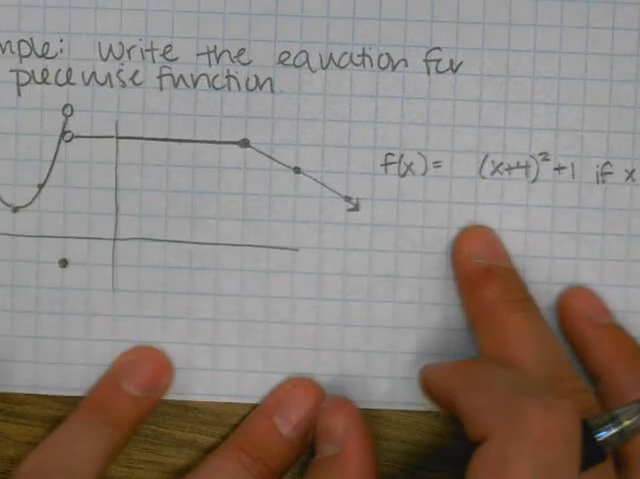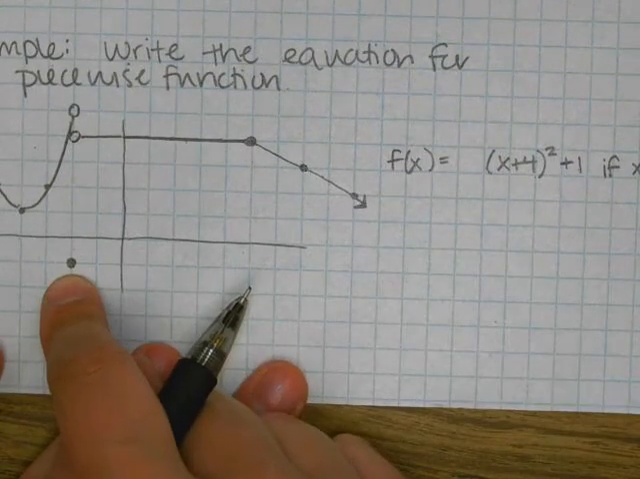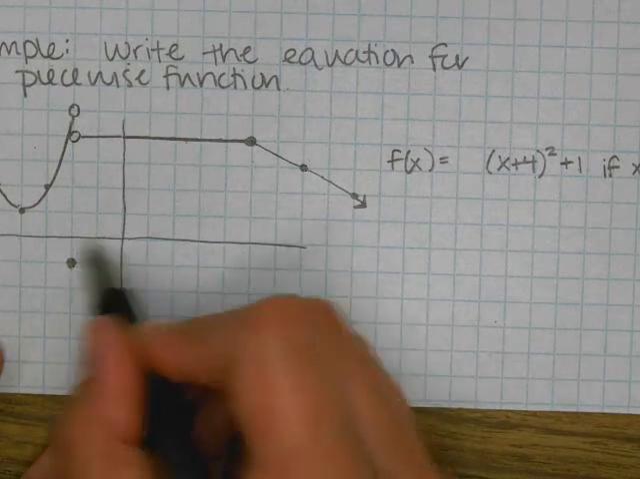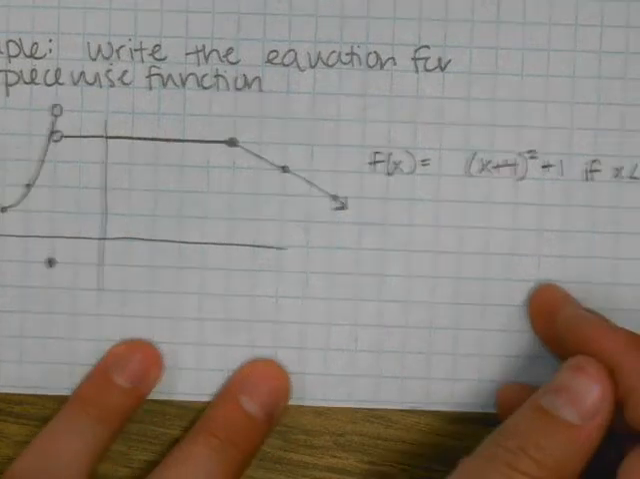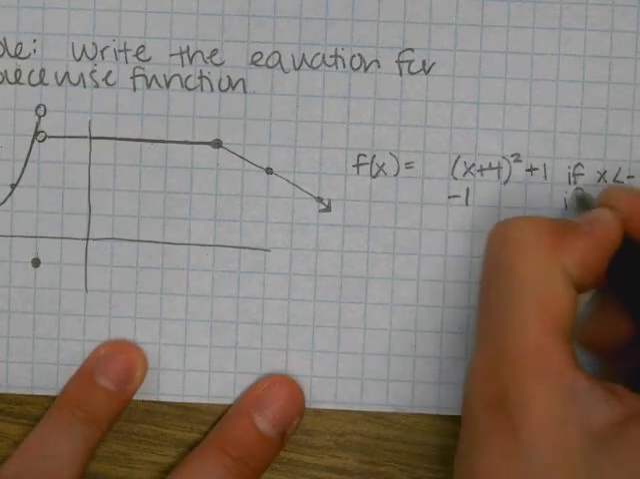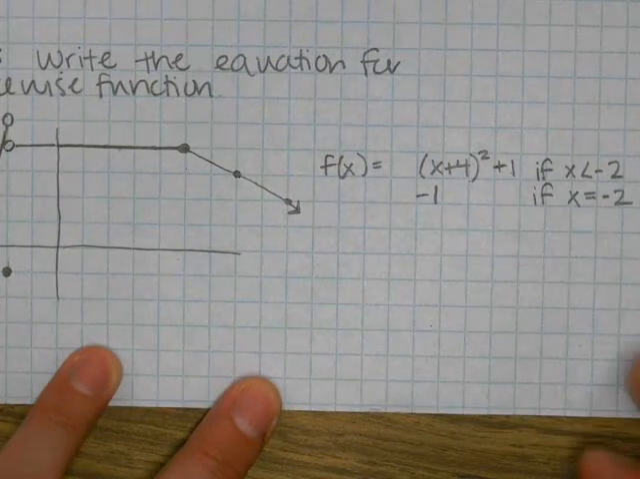All right. Next, I'm going to go ahead and get this little dot right here. So this one is a y value of -1 if the x value is -2 exactly.